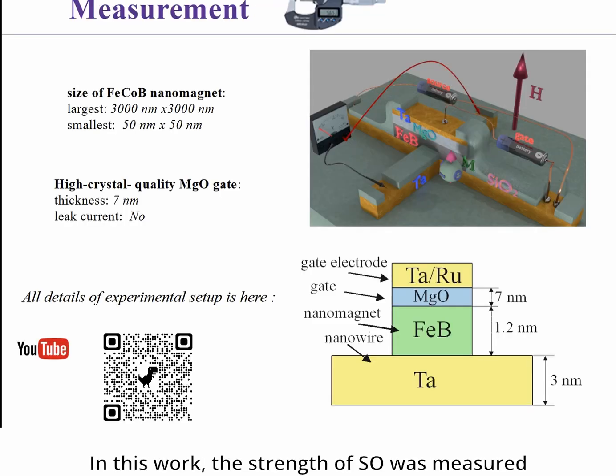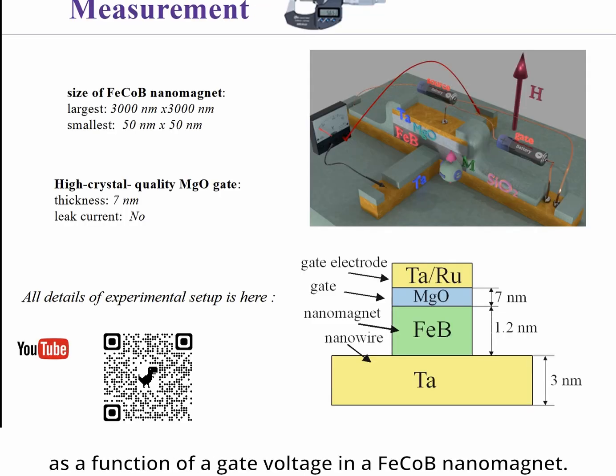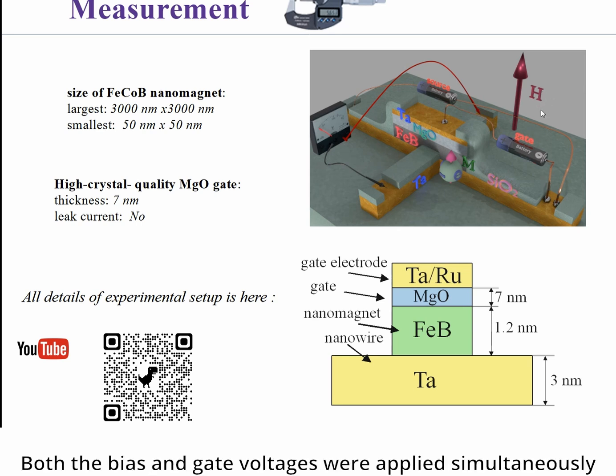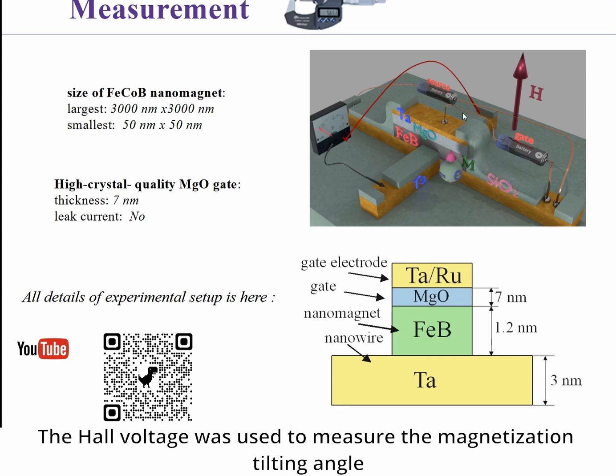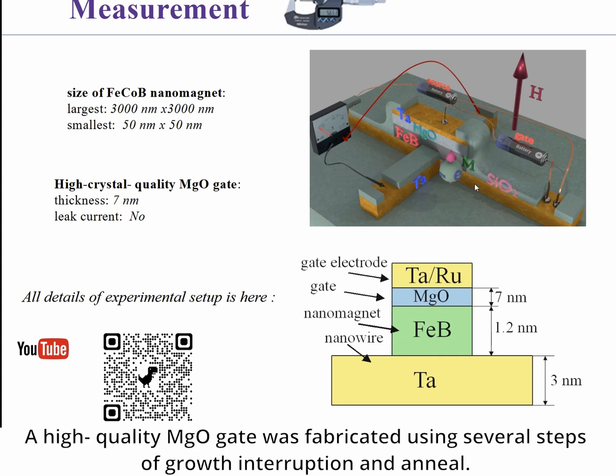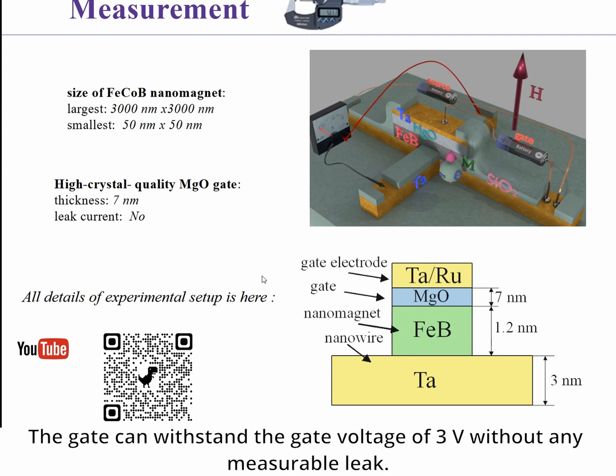In this work, the strength of spin-orbit interaction was measured as a function of gate voltage in an uncoupled nanomagnet. For this purpose, the whole measurement setup was used. Both bias and gate voltages were applied simultaneously. The whole voltage was used to measure the magnetization tilting angle in the externally applied magnetic field. A high-quality MgO gate was fabricated using several steps of growth interruption and anneal. The gate can withstand a gate voltage of 3 V without any measurable leak.